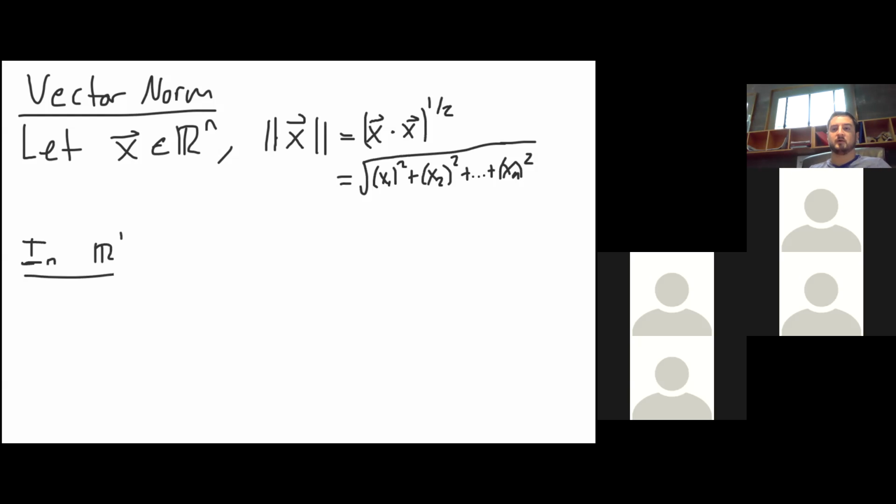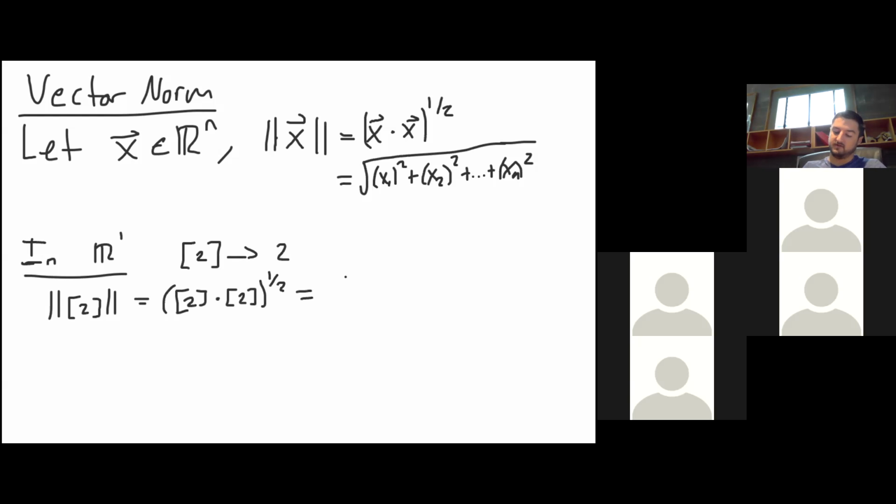Like I was saying before, in R1, this is just going to be the absolute value. Because if I'm in R1, that means my vector is something like 2. It's just a single number, which we never really write as a vector. We would just write 2. So the norm of this vector would just be taking the transpose of it, which is just 2, taking the dot product with itself, and then taking the square root of it, which becomes 2 times 2, or 4, and I take the square root of 4.